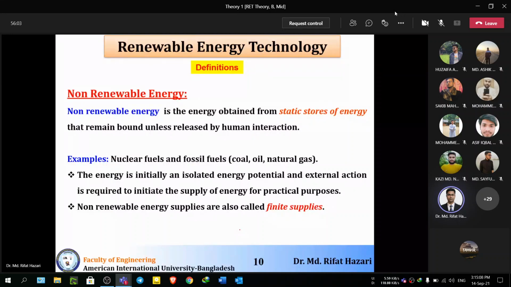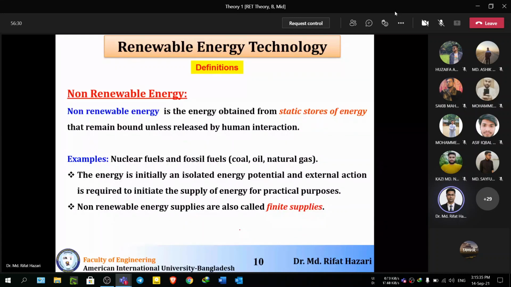So you need human interaction or machine interaction to extract coal, or fossil fuels, for example uranium, or petrol or diesel. That means you need human interaction to extract that energy. This is the standard definition. So it will remain static, and when you give human interaction, in that case you can utilize the non-renewable energy.